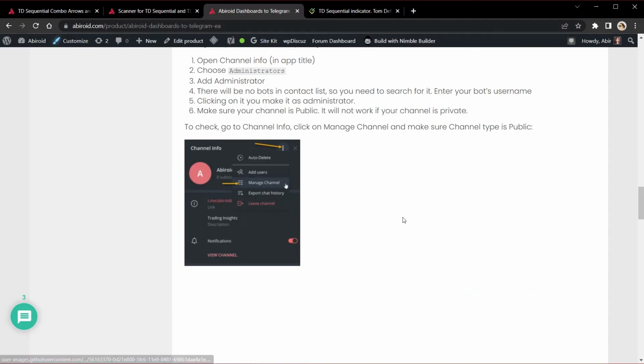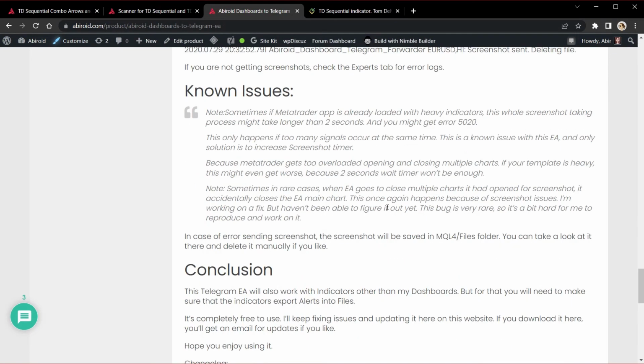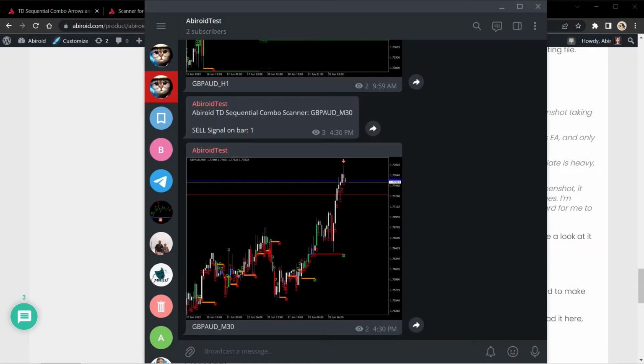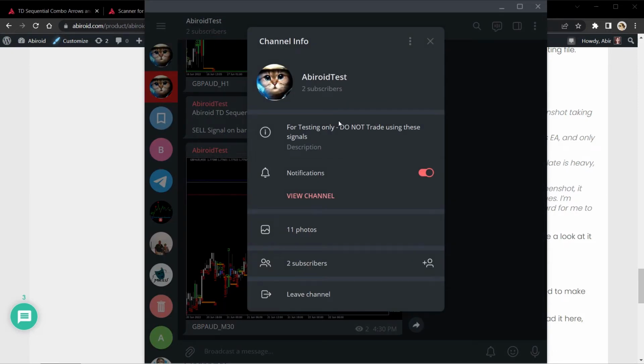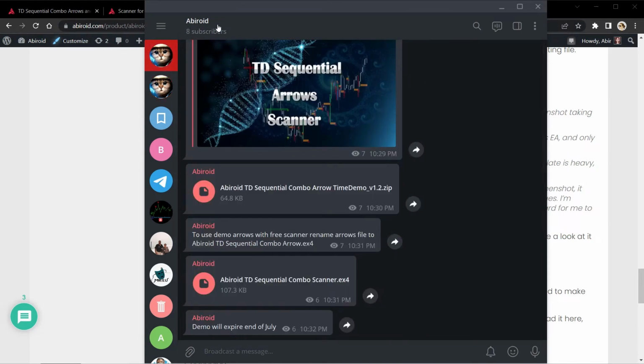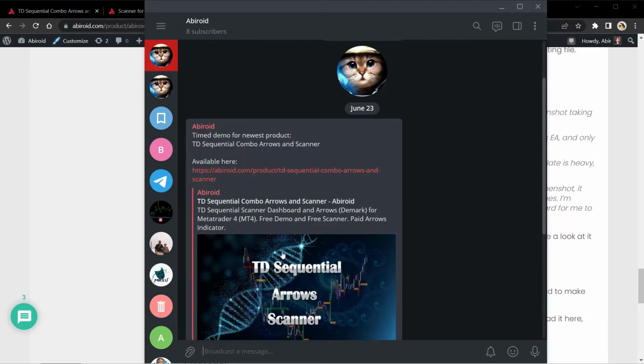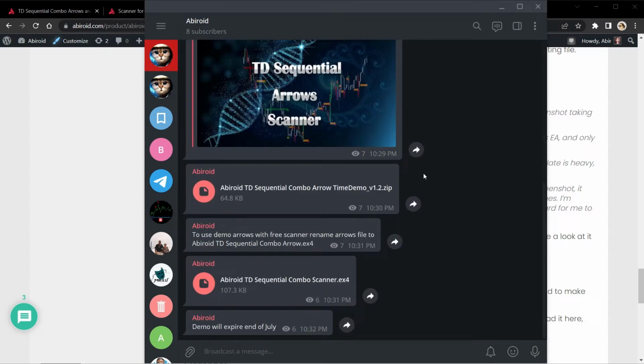And once you have set it up, after that you will start getting screenshots inside your Telegram channel. You can also set your Telegram channel to private in case you only want to use it for yourself. I have this set as a private channel, but my other channel, which is just Abiroid, is a public channel. I only have this one post. As and when I keep creating any of these time demos, I'll keep adding them right here on this channel.